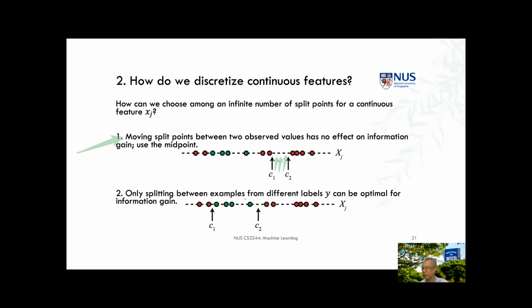What we want to do is also decide, for example, to split between examples that have different labels. So C1 and C2 are good places to put a decision point because the labels switch values there. We can use these two pieces of information to decide how to discretize a continuous feature after we've decided to pick that particular value. Or in some cases, we want to discretize it even before we pick a particular attribute to split on.